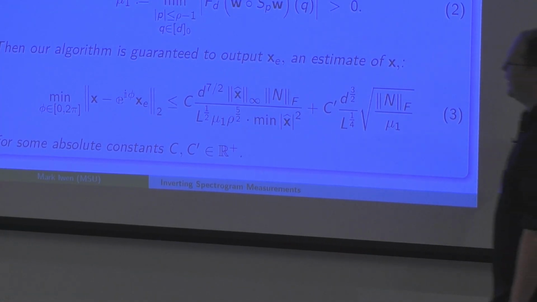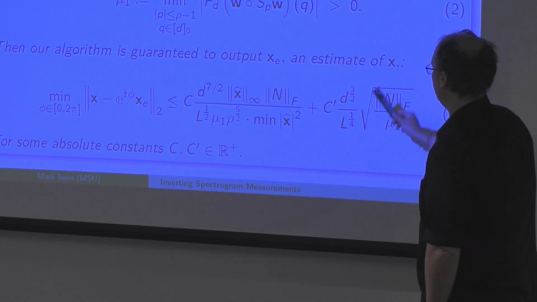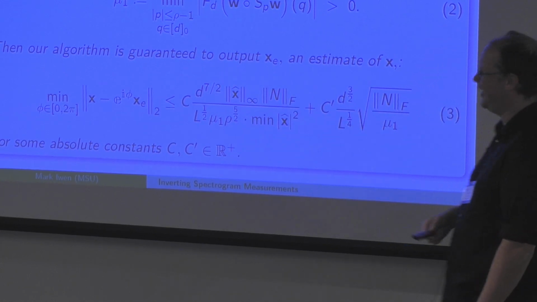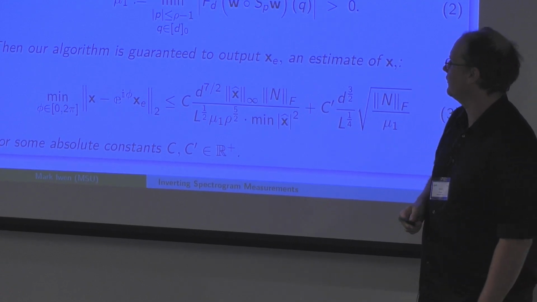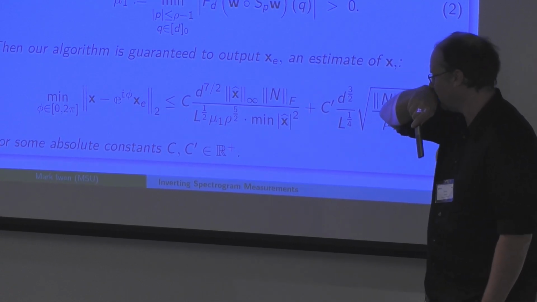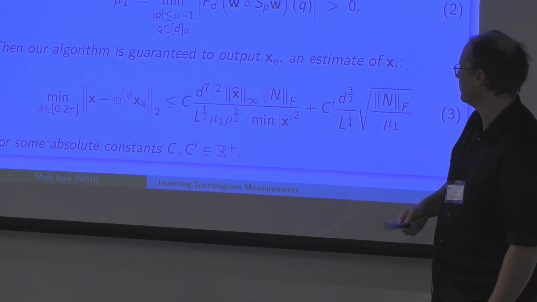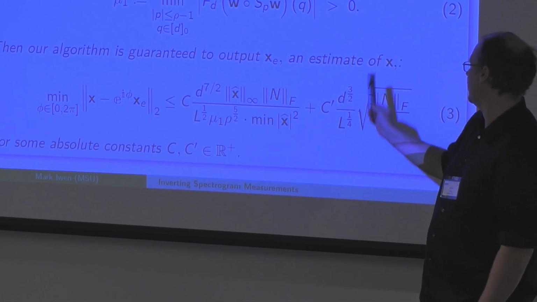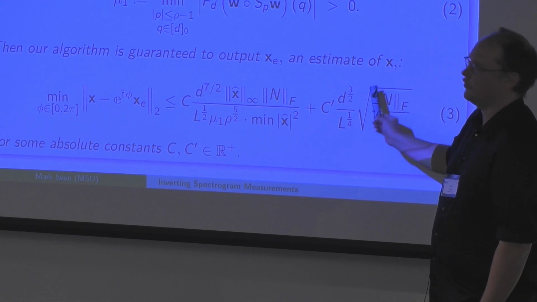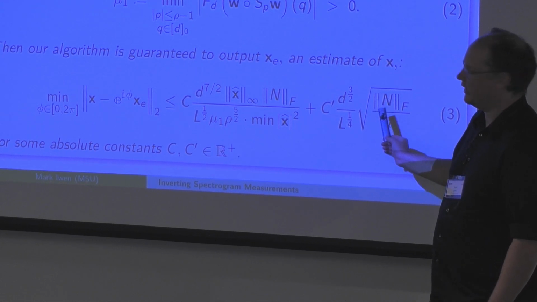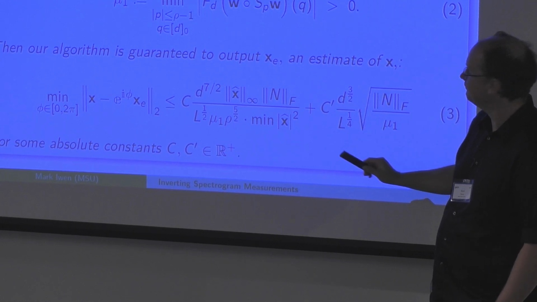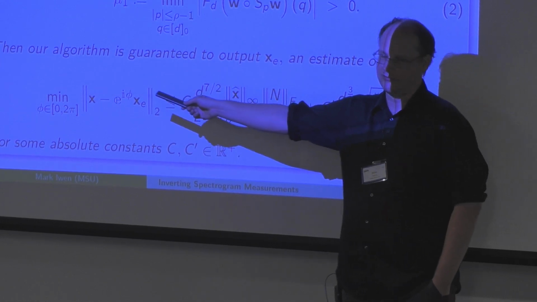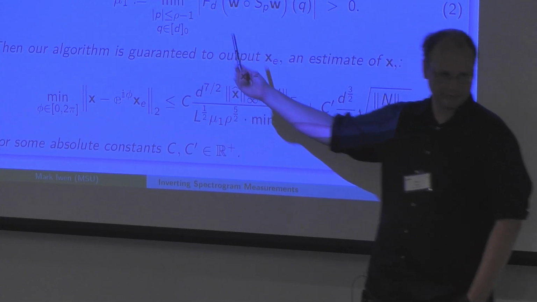You can bound that by this beautiful object on the right here. This bound is not tight, but I think it's tight enough to be instructive. So let me talk about why some of these things look this way. First, I'll point out this is the L2 noise on all of the measurements you took. If there's no noise, you get exact recovery. You have 0 here, so that's good.